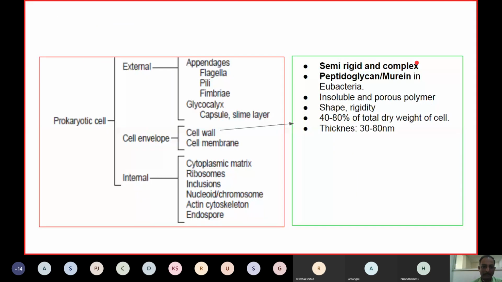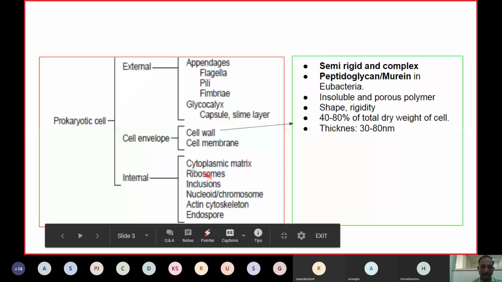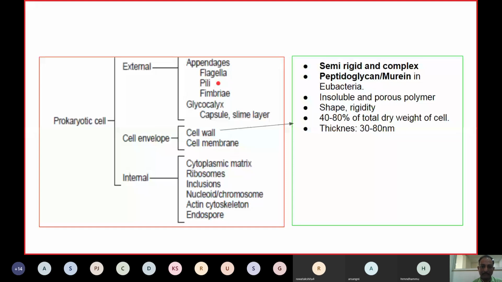So again, for information, the prokaryotic cell is divided into external structures, then cell envelope, then internal structure. External structure includes appendages, for example, flagella, pili, fimbriae. Likewise, one more layer present outside the cell wall is the glycocalyx, which we will discuss today.